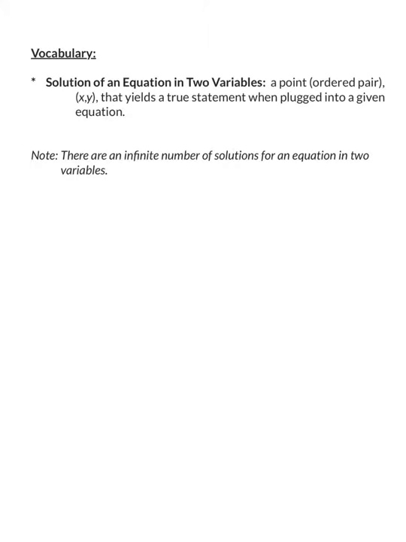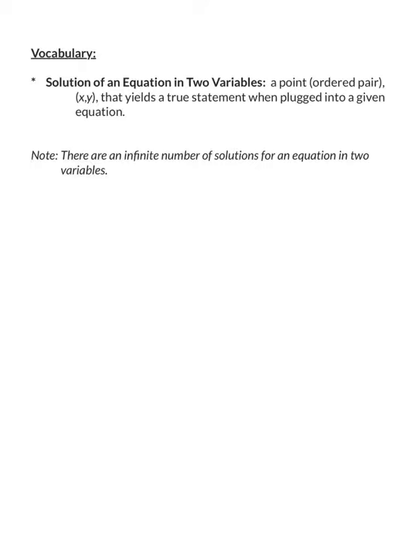So let's start with some vocabulary. A solution of an equation in two variables is a point or ordered pair, (x, y), that yields a true statement when plugged into a given equation. What we are doing here is extending what we did in the previous module. But instead of just plugging in one number, we're going to be plugging in two.